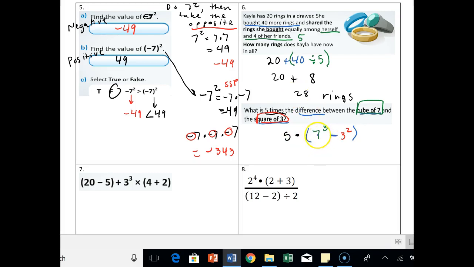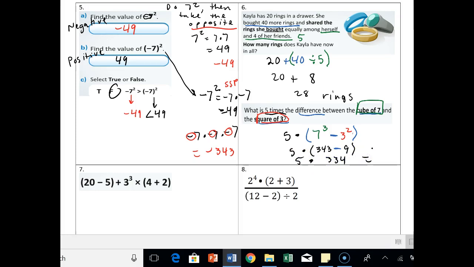So this is a little bit crazy. You might actually need a calculator on this, but this is really saying 5 times 7 to the third, do the exponent first, is 343, minus 3 squared, which is 3 times 3, which is 9. So you didn't need a calculator for that. You needed a calculator for 7 times 7 times 7, 49 times 7. And then 343 minus 9 gives you 5 times 334.